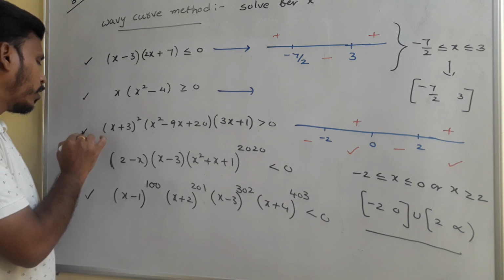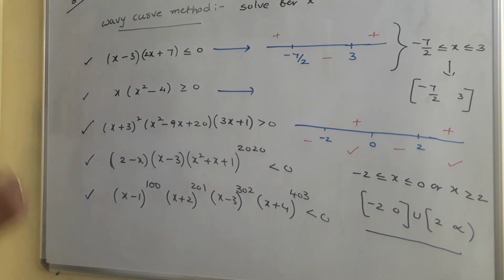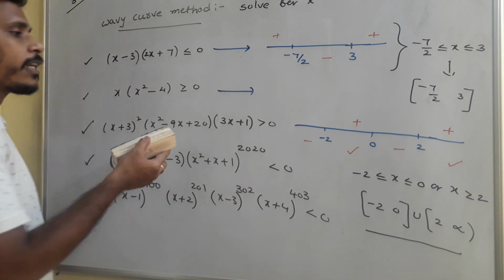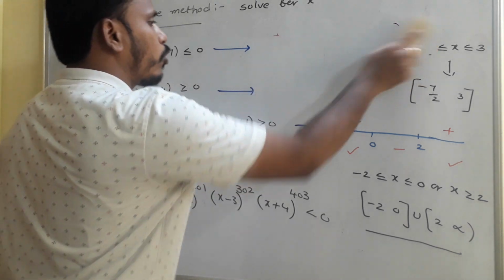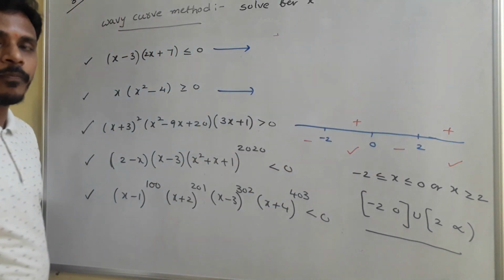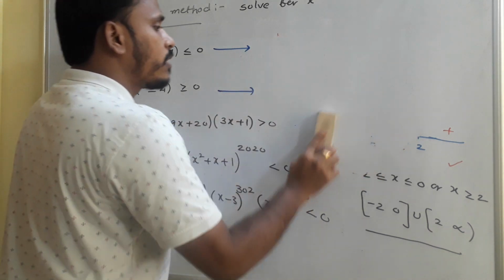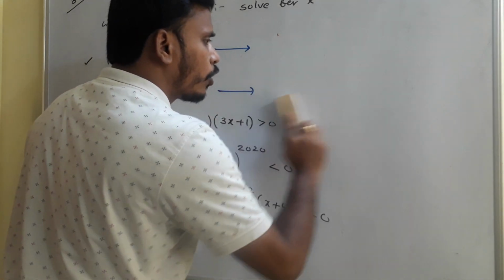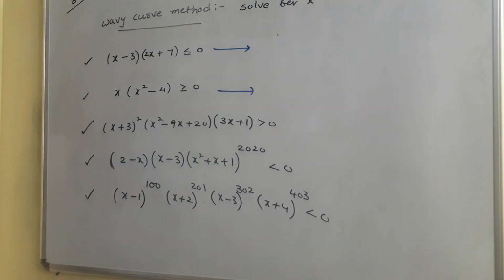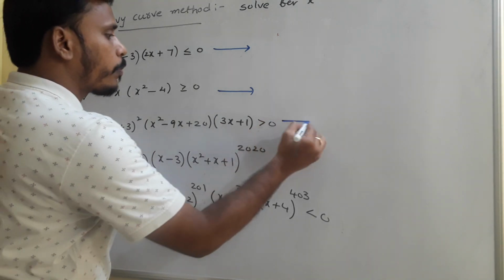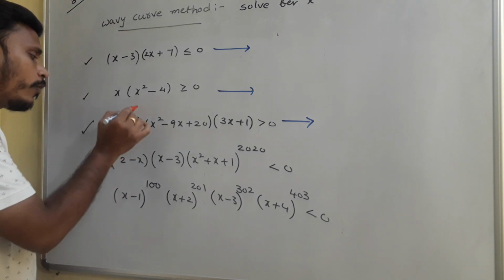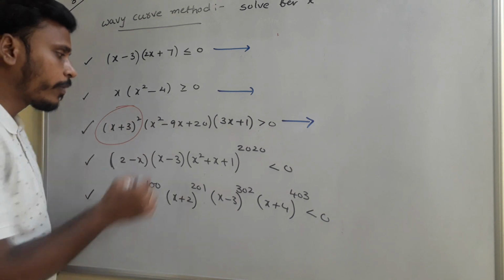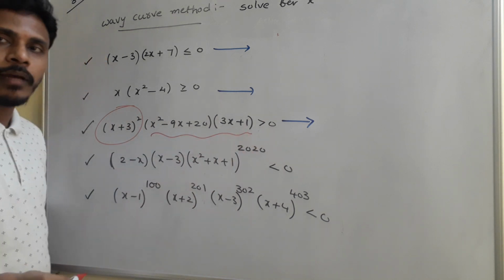Coming to the third one, you just think about it: x plus 3 whole square into x square minus 9x plus 20 into 3x plus 1 greater than 0. How to solve this particular problem? First of all, x plus 3 whole square is always positive, so you just neglect it, no problem. Since it is always positive, pay attention on the remaining expression.